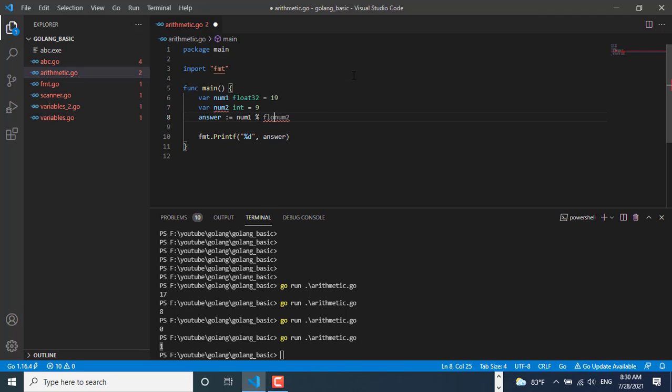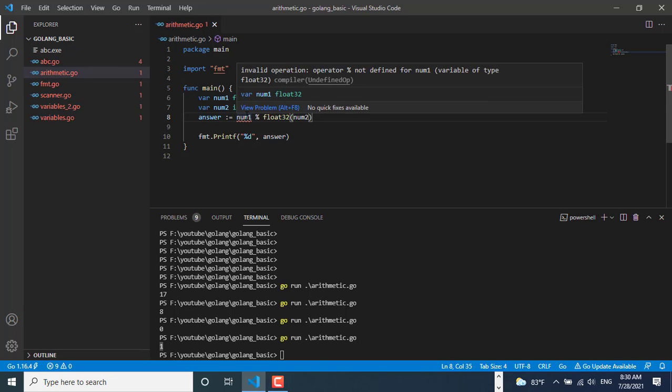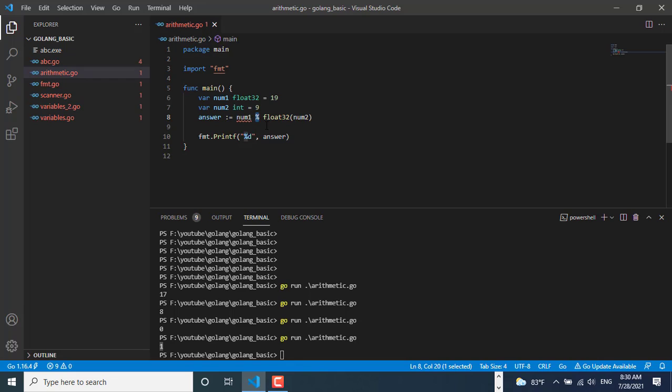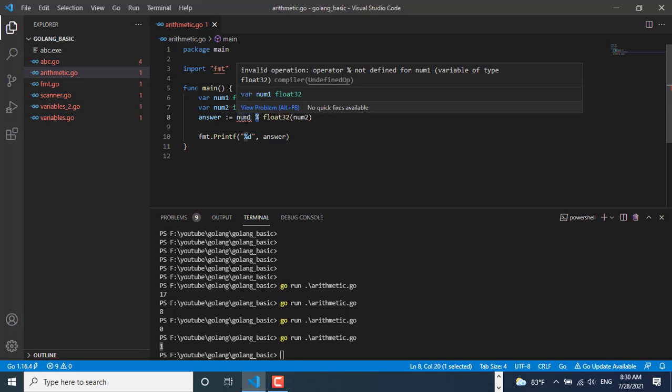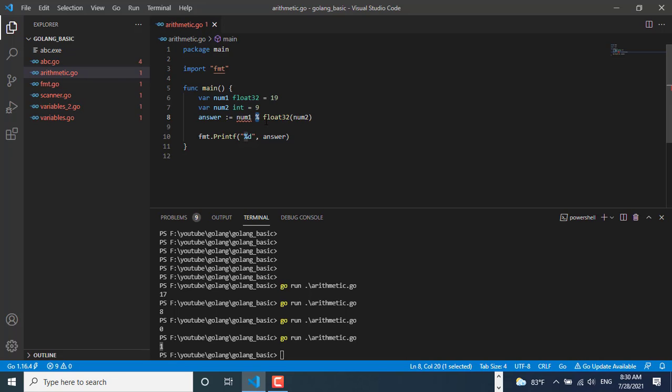For that, we can do float32, open bracket, add num2 inside. Then I can save. Here they said this percent operator is not defined in float operation because this always comes as an integer value. Then this is also int. Here we can write num1 this operation. We can get an example from this multiplication operation.